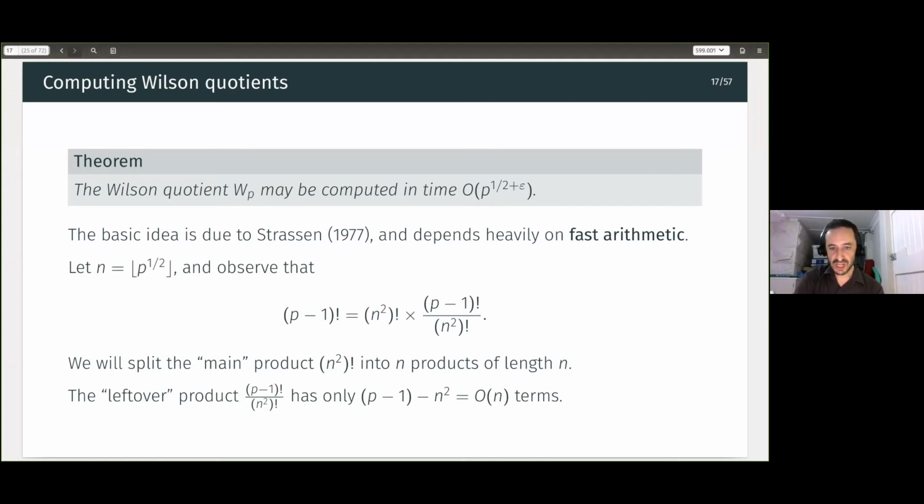So the first thing I want to say is that I mentioned a linear time bound before for computing the Wilson quotient, WP. In fact, there is a faster algorithm which runs in essentially square root of P time. The basic idea goes back to Strassen, and it depends heavily on fast arithmetic. So this is an example of fast arithmetic being used for this problem. I'm going to explain roughly how this algorithm works. I'm going to take the square root of P, which I'm going to call n.